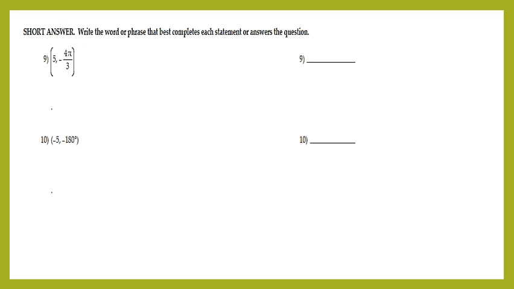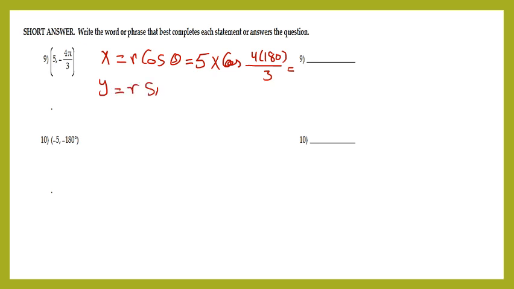Regarding question number 9, it's not a multiple choice question. I'm going to write all the steps of working. I'm going to find the rectangular coordinates of this point. So x is equal to r cosine the angle, so it's 5 multiplied by cosine of negative 4 multiplied by 180 over 3 if I am using degrees, and y is equal to r sine the angle, so it's 5 multiplied by sine of negative 4 multiplied by 180 over 3.